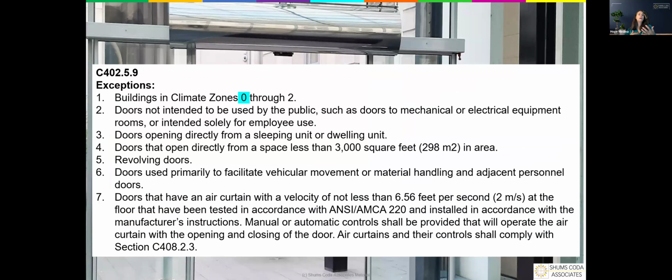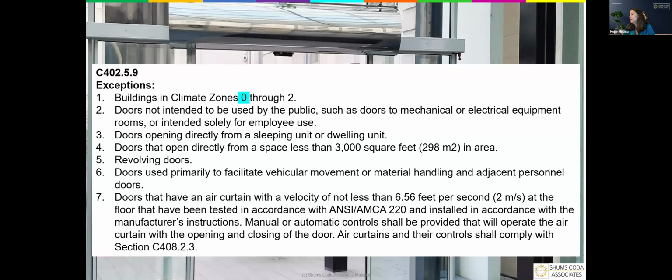Probably one of the big ones would be, okay, it does say if you're going into a mechanical or electrical room, something of that intent, or if it's just for employees to go in, it doesn't require a vestibule. If it's a door going into a sleeping unit or a dwelling unit, you don't need a vestibule. If it's not opening up to a space that has 3,000 square feet in area, it's not required. Revolving doors. Doors that are utilized for vehicular movement. We saw that a couple of slides ago. That doesn't require a vestibule.